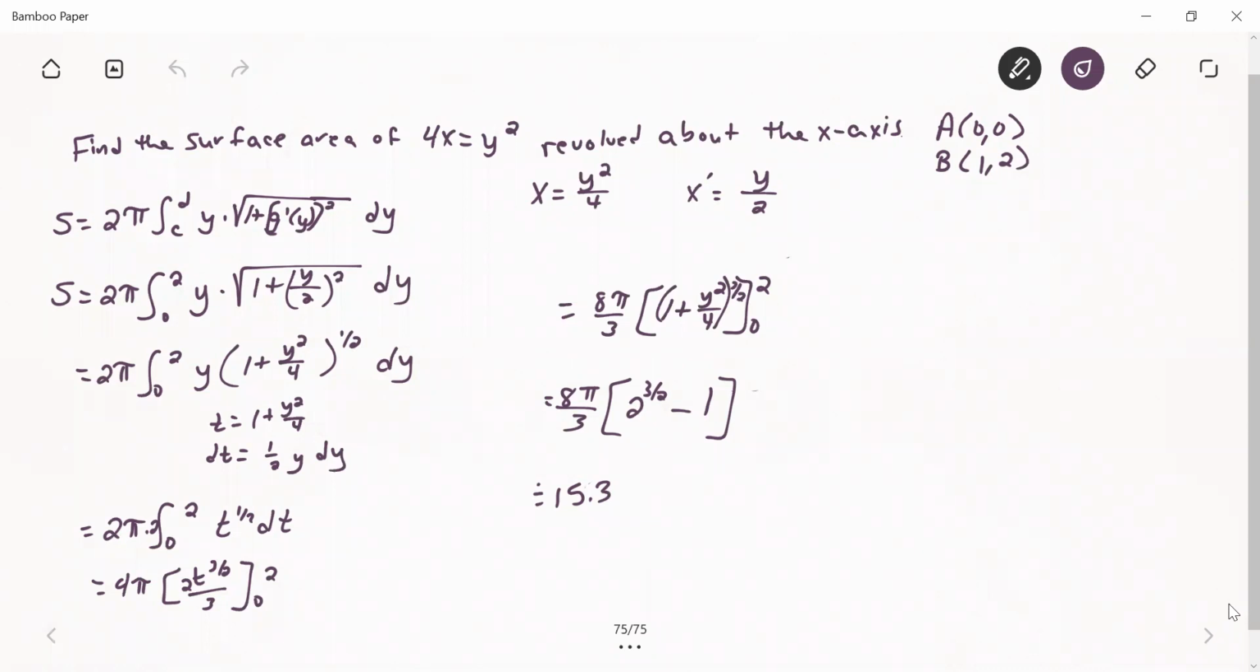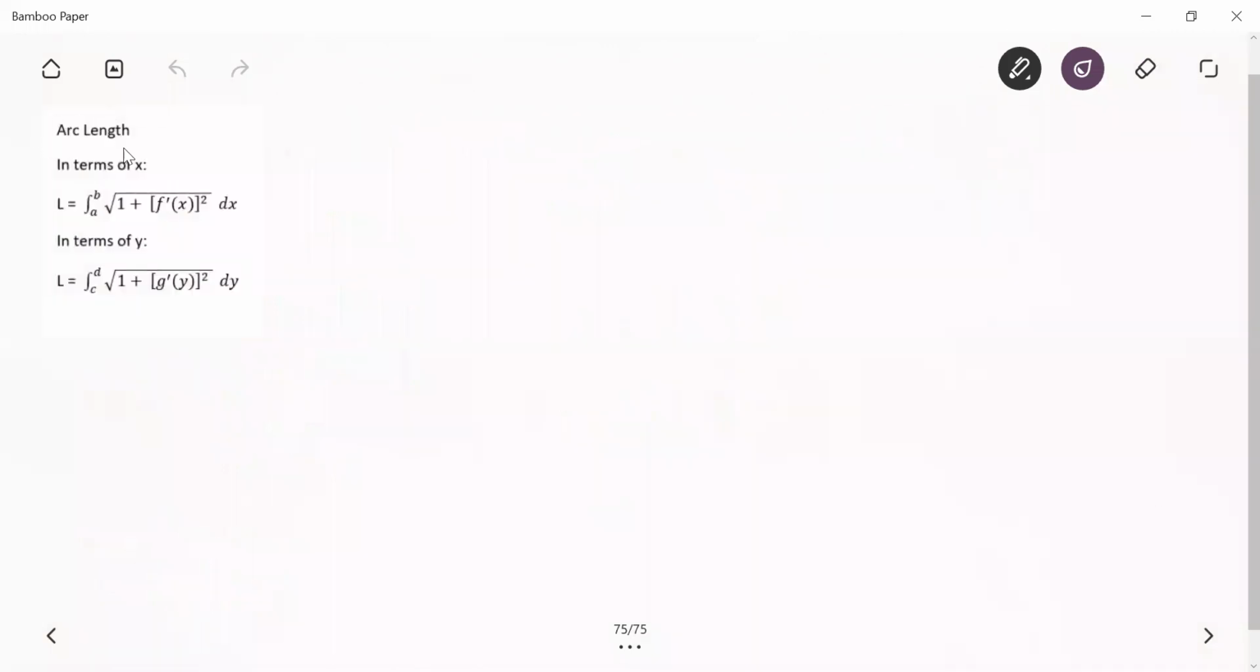All right, next we're going to talk about arc length. If this is in terms of x, the length of that arc is going to be a up to b of the square root of 1 plus f prime of x quantity squared dx. So very similar to the surface area. And in terms of y, from c up to d of the square root of 1 plus g prime of y quantity squared dy. So essentially, arc length is just some length from AC up to BD.